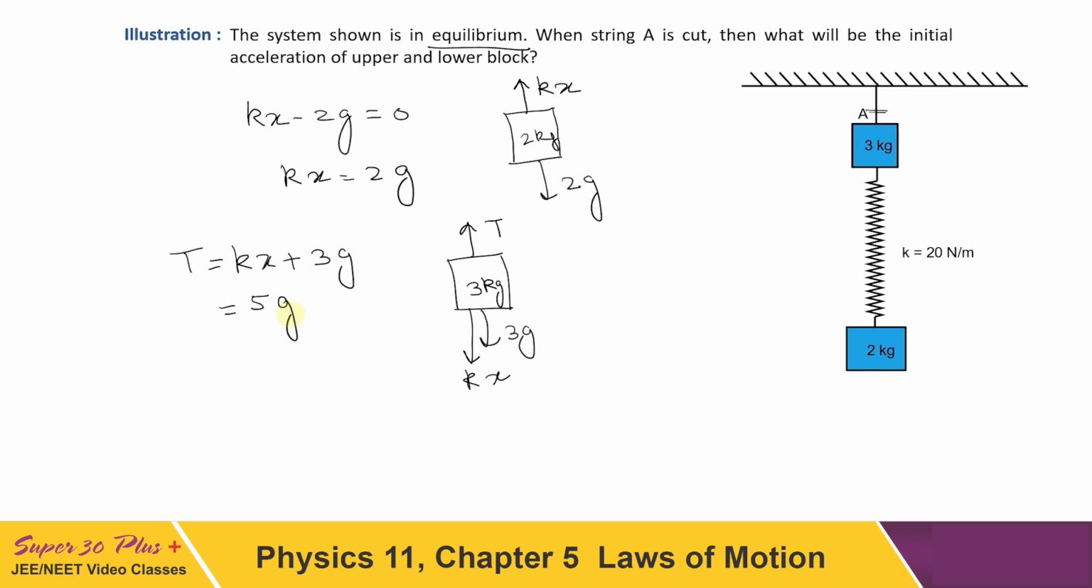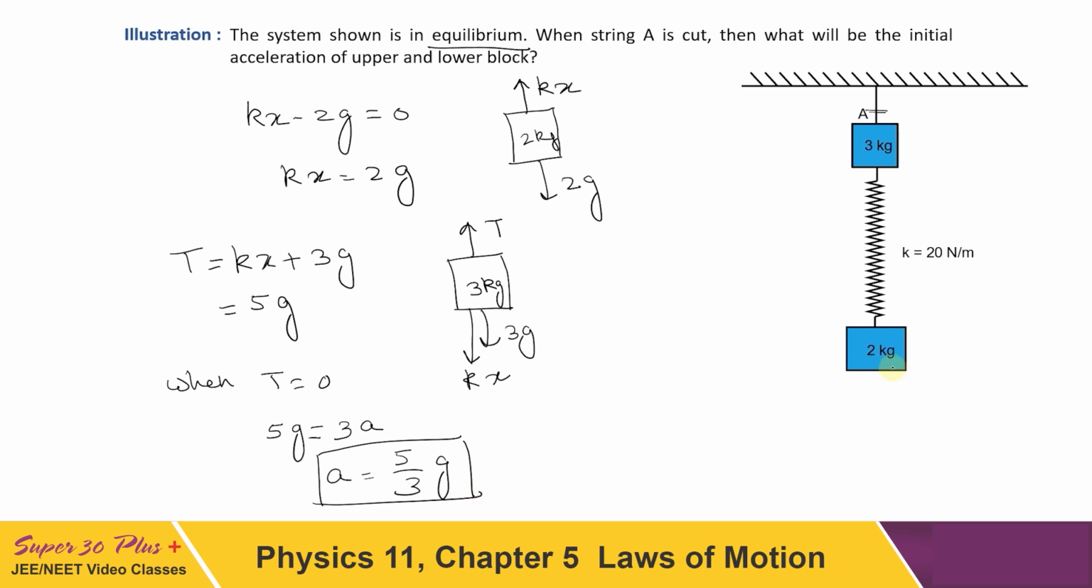So for the upper block we can write, when tension has become 0 when the string is cut, then no upward force is there. The only force acting in the downward direction is equal to 5g. So it will start coming downward with acceleration equal to 5 upon 3 g. This is the acceleration of block A when the string is just cut, just at the instant when the string is cut.